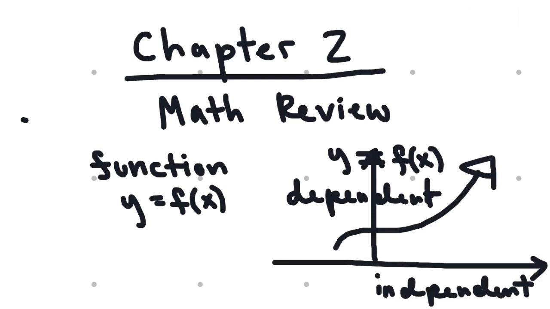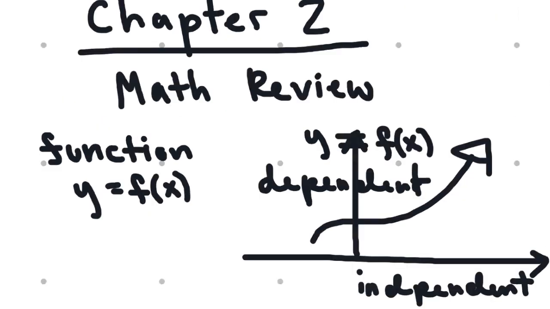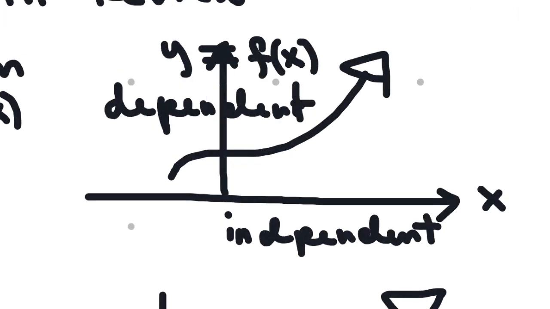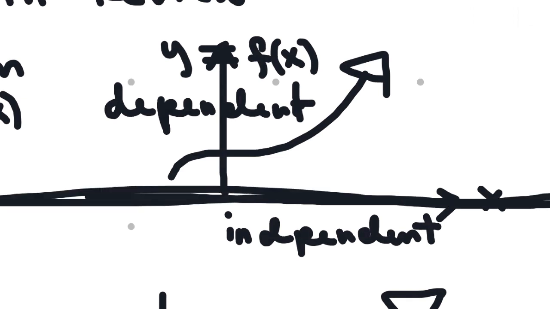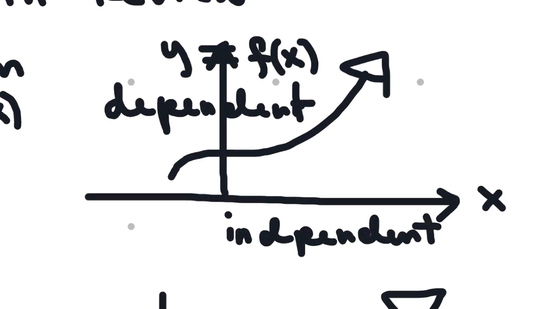Okay, so step number one. Now we all know this. It's kind of silly to say it, but a function is going to be y equals f of x. So here's a function, and we just want to understand that x is typically referred to as the independent variable. It's independent. The horizontal, which is the x, is going to be the independent variable. Okay, so the y, the vertical, is the dependent.